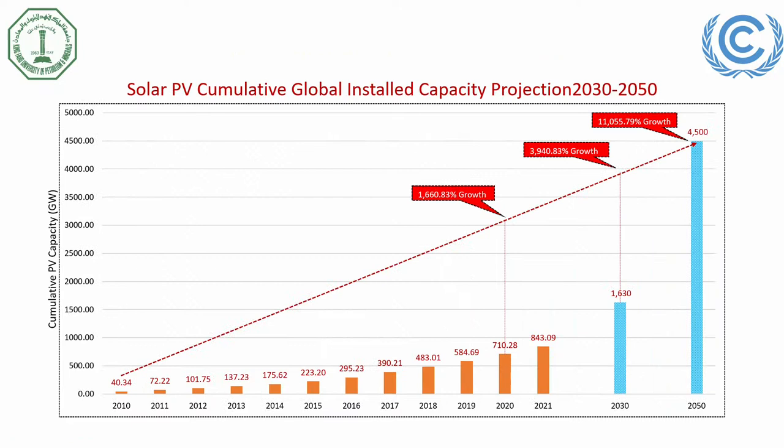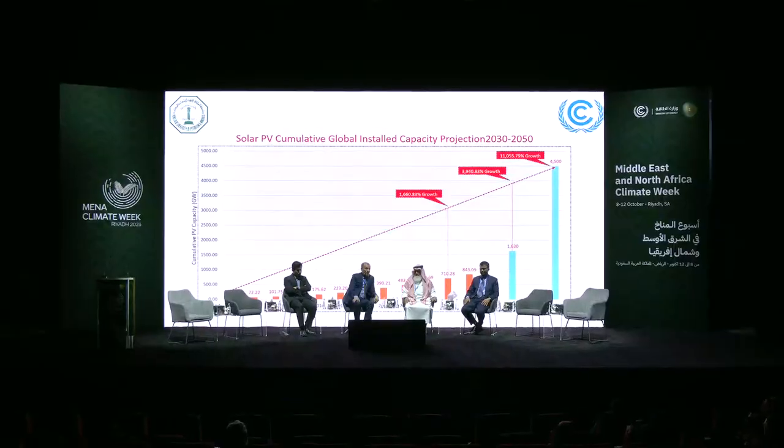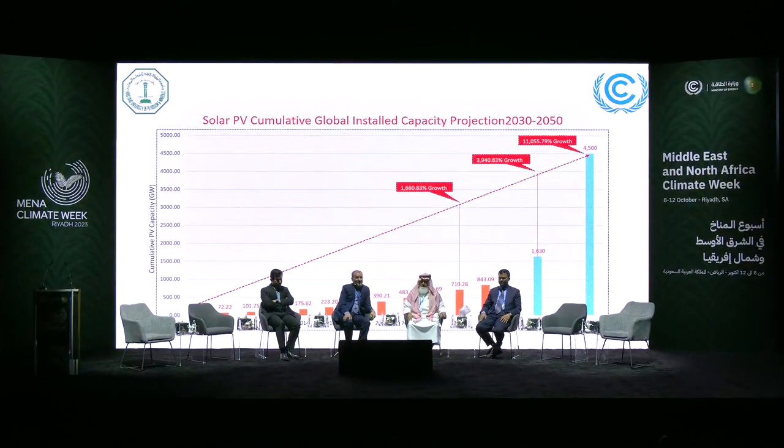So this is the projection by 2030 and 2050. We can see from 2010 to 2030, by 2021 it is 843 gigawatt. And by 2030, it will be 1,630 gigawatt, which is a 3,940% increase from 2010. And by 2050, it will be 4,500 gigawatt of solar photovoltaic installation in the world. And in total, it would be an average 11,055.79% increase. From 2010 to 2050, within 40 years, an 11,000 times increase.